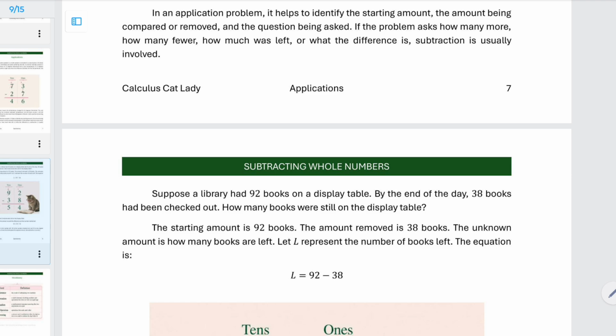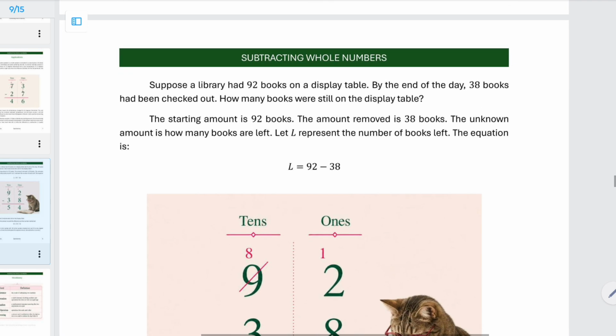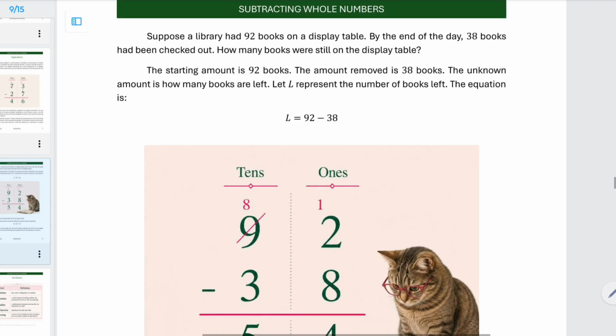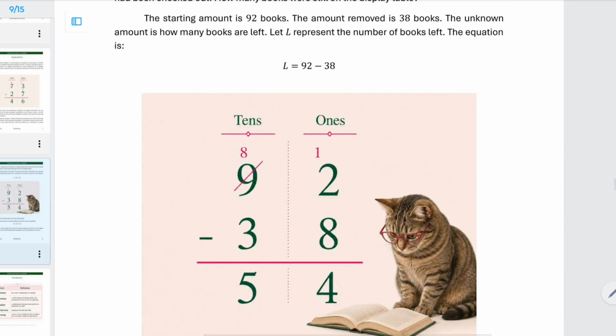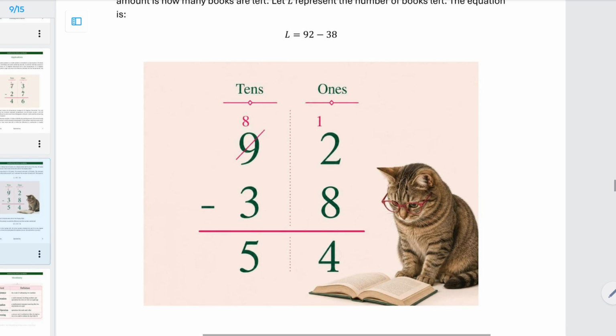So, suppose a library had 92 books on a display table. By the end of the day, 38 books had been checked out. How many books were still on the display table? The starting amount is 92 books. The amount removed is 38 books. The unknown amount is how many books are left. Let's let L represent the number of books left. So the equation is L equals 92 minus 38.